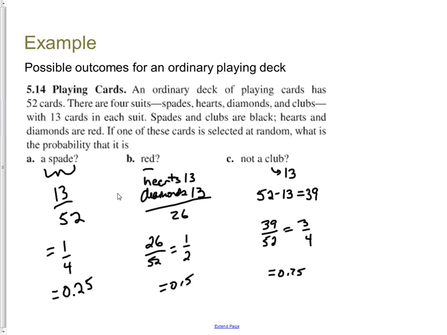All right. So the idea here is we talk about the probability: 3 out of every 4 cards is not a club, or there are 39 out of a total of 52 cards that are not clubs. So when we say not a club, we think about the way that we set this up.